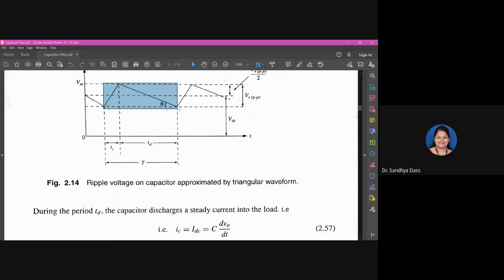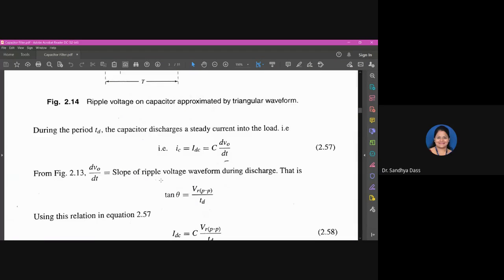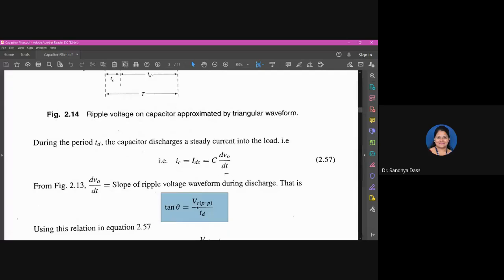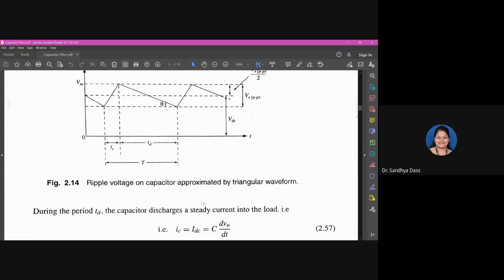Y by x coordinates, isn't it? Yeah. So can you write it as, if you take the angle here as theta, then tan theta will be equal to VRPP by TD. VRPP is nothing but the peak to peak value of the ripple voltage, and TD is nothing but the discharge time of the triangle here, considering this triangle of charging and discharging of the capacitor.